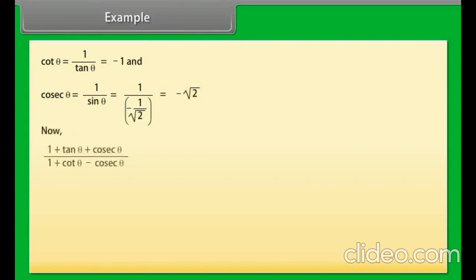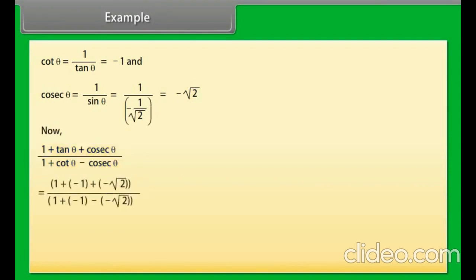Now, (1 plus tan theta plus cosec theta) by (1 plus cot theta minus cosec theta) is equal to (1 plus (-1) plus (-root 2)) by (1 plus (-1) minus (-root 2)), which is equal to minus root 2 by root 2, equal to minus 1.